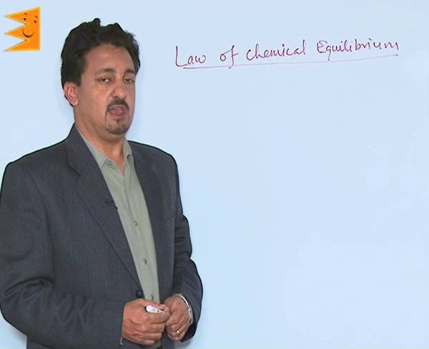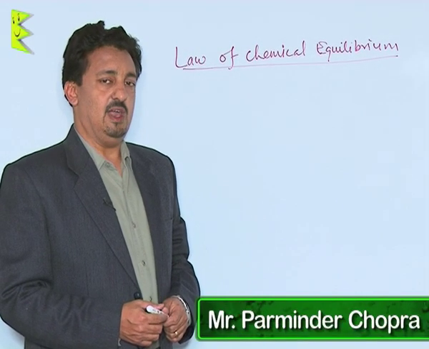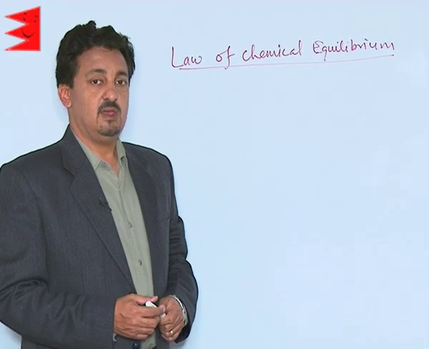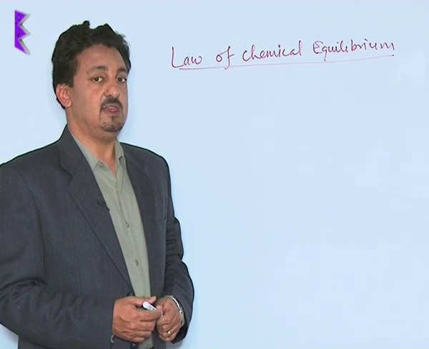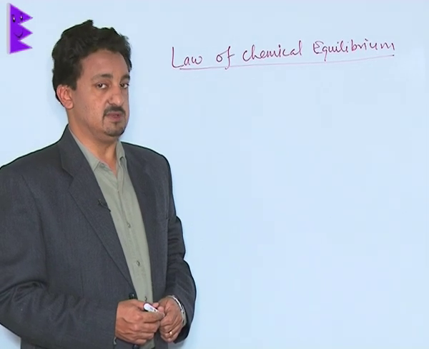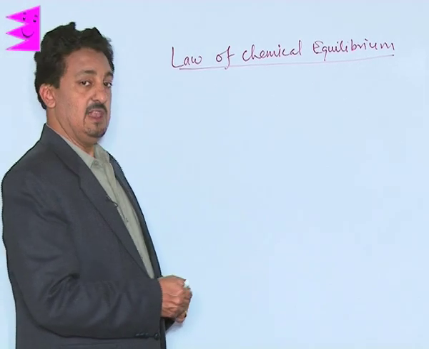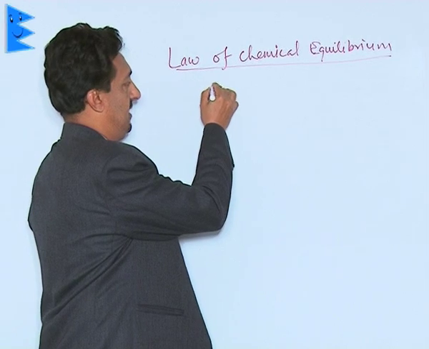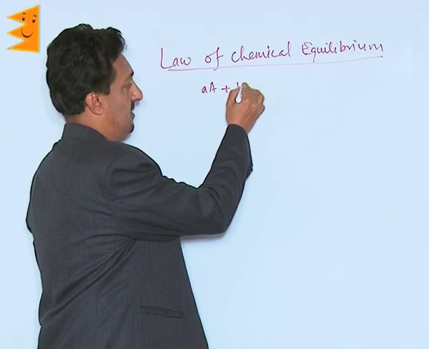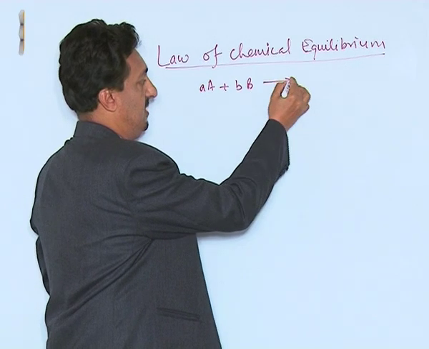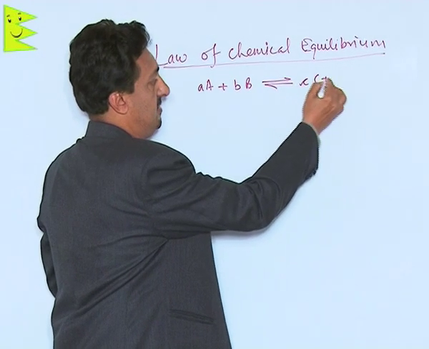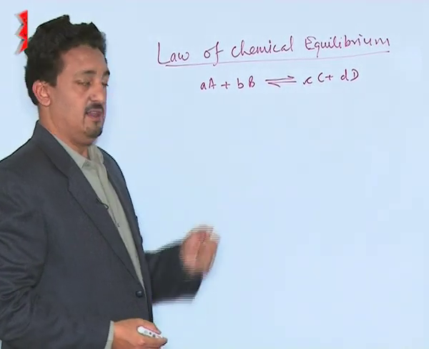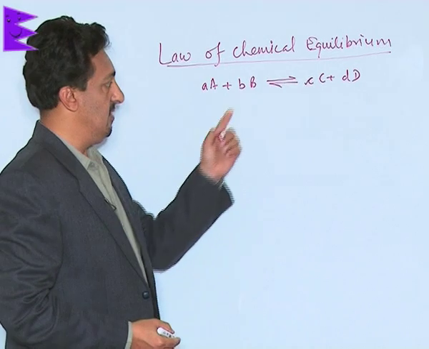Law of chemical equilibrium. This law helps us in giving the expression of the equilibrium, and it also gives us the expression for the equilibrium constant. The law of chemical equilibrium can be clearly understood by an example like: a moles of A combines with b moles of B, giving c moles of C and d moles of D. Suppose this is a reaction which is involving the equilibrium.